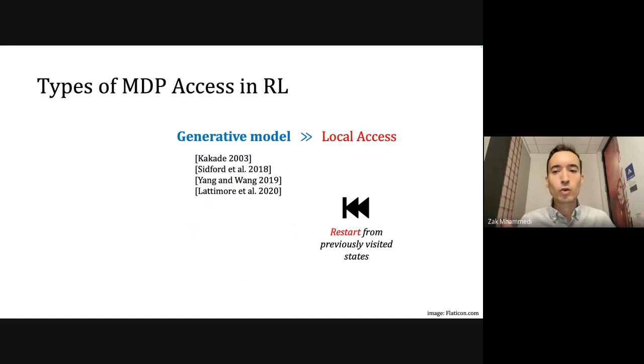I'm assuming many of you are perhaps more familiar with the generative model or random access model, which allows resetting to any arbitrary state-action pair. Obviously this is much stronger than local access, because local access only allows you to reset to state-action pairs that you visited in the past.